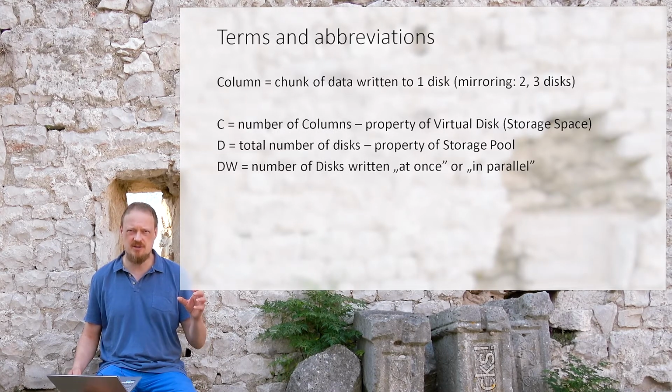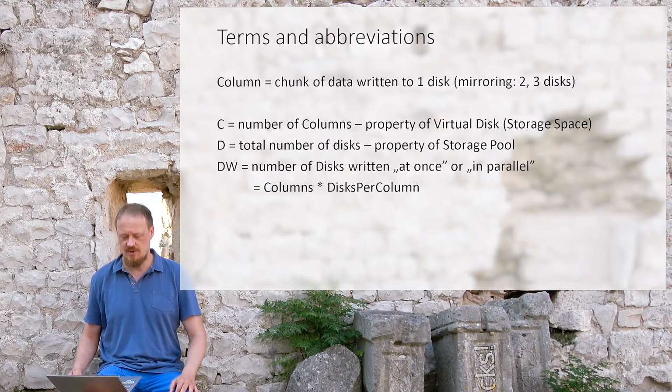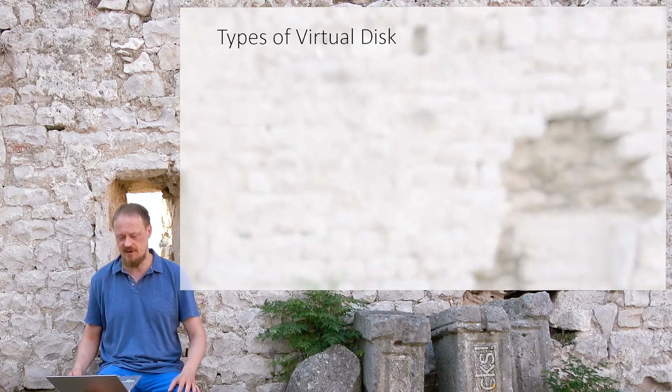In one operation, storage spaces write to multiple disks, or read from multiple disks. So they access multiple disks at once, depending on number of columns. Number of columns corresponds to number of disks. That makes storage spaces faster or more resilient, or both. So we have so-called disks per column and number of columns, and multiply that, you get number of disks written at once or in parallel.